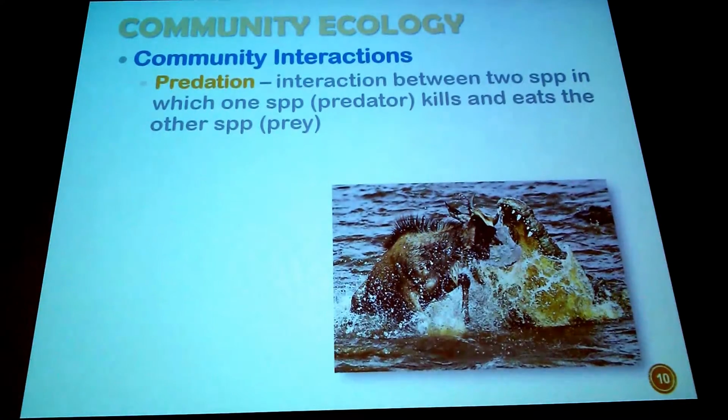Stuff like this, though, is pretty easy. Predation: interaction between two species, where one species, the predator, kills and eats the other species, which is the prey. Take this wildebeest, we'll talk more about later, and this crocodile, which is the predator. The crocodile. You bet, not all questions are that easy, right?